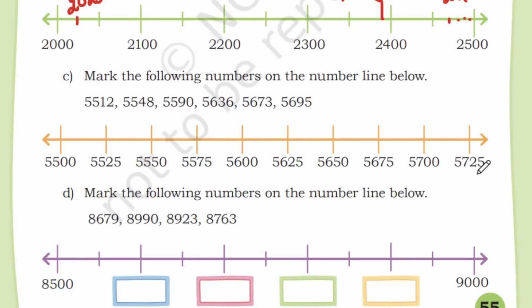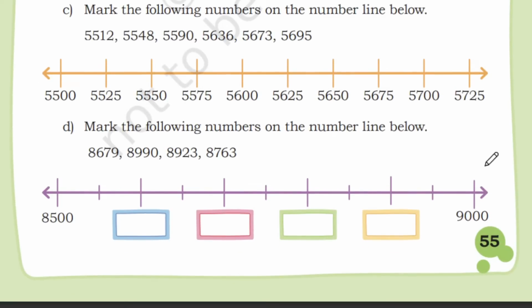Okay. Next, mark the following numbers on the number line. So here you have to mark the following. So this is the same, students. I'll be doing any two of them. This one and this one I'll do. It's 5512. So it's 5500. Then it's 5525, 50. So these are 25 intervals. So each has 25 intervals in between.